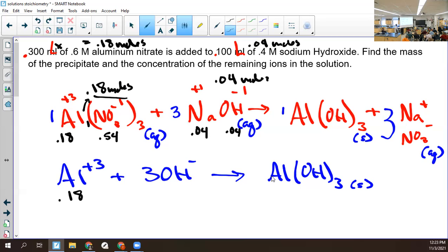Okay. Now, for my net ionic, I just need Al plus and OH minus. So what is OH minus? Don't multiply it by 3. When we find these things, they come from the subscripts. So it is just 0.04.